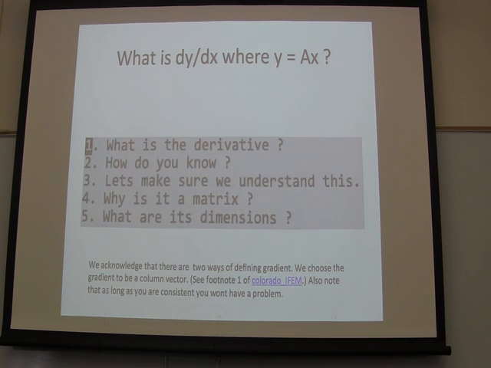So does anyone see the difference between these? Elan, do you see the difference between the left and the right? Yeah, just the ordering. One is the transpose of the other, right? So this is called the numerator layout. This is the denominator layout.